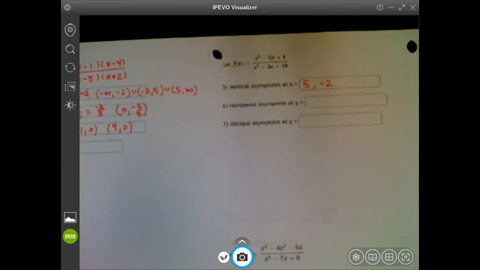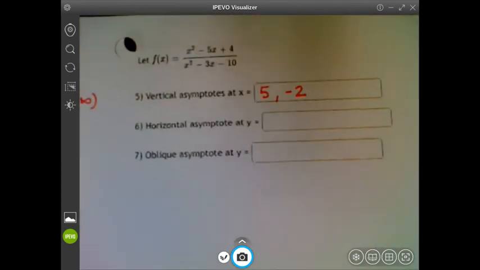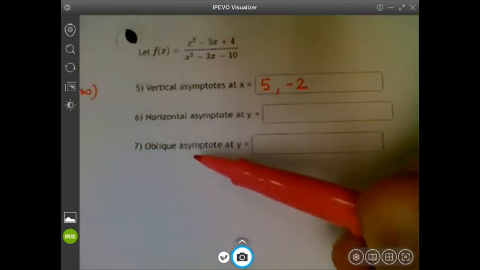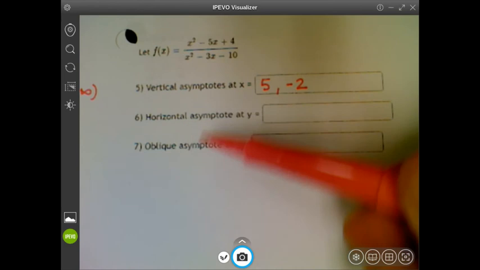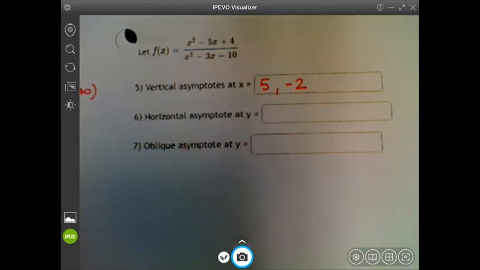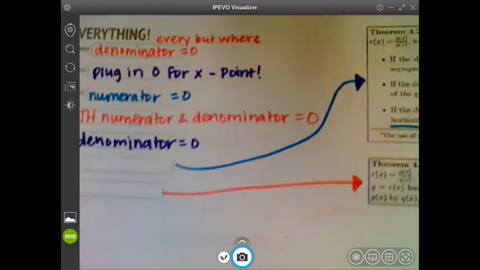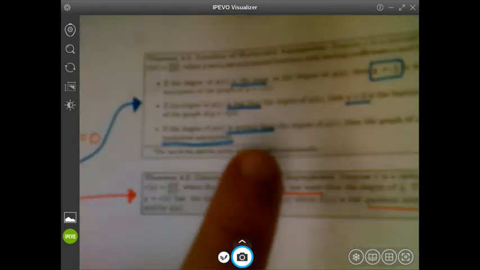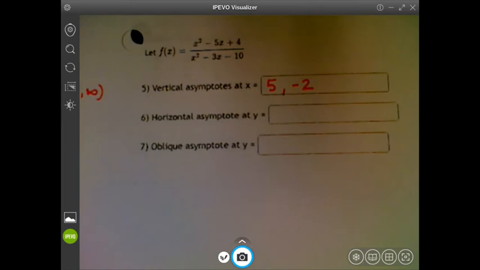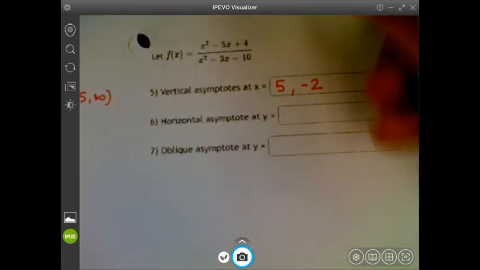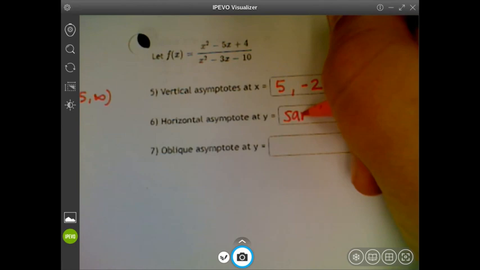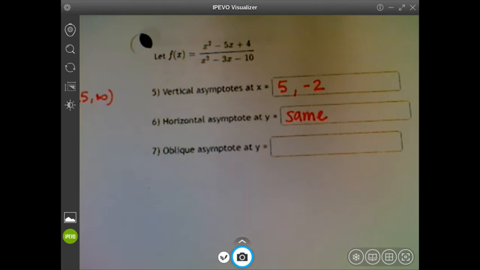All right, up next is the horizontal asymptote or oblique asymptote. You either have one or the other, or you have neither. You can't have both. To figure out the horizontal asymptote, you look at this chart and decide, is the power on the top the same, bigger, or smaller than the one on the bottom? The highest power on the top is 2. The highest power on the bottom is also 2, so they are the same.